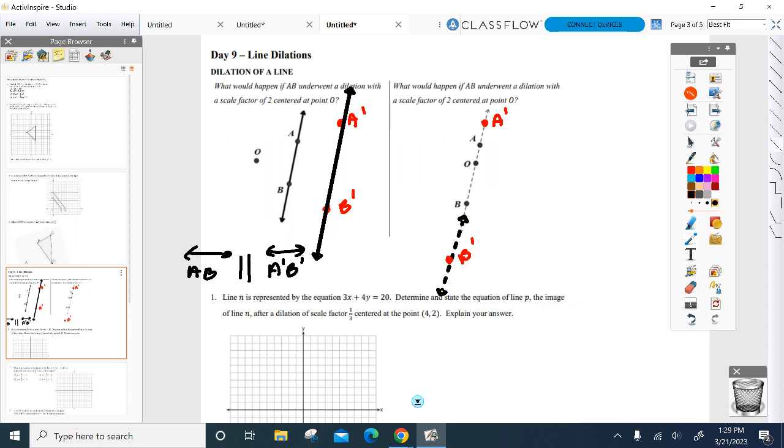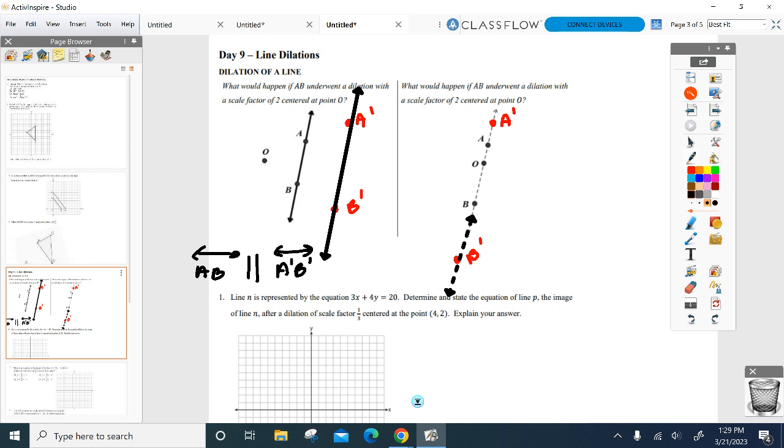There we go. What happens then if the center's on the line? If my center's on the line, what happens to my new line? It remains the old one, doesn't it? Everyone see that? So if the center is on the line that you're dilating, AB and A prime, B prime remain the same line.